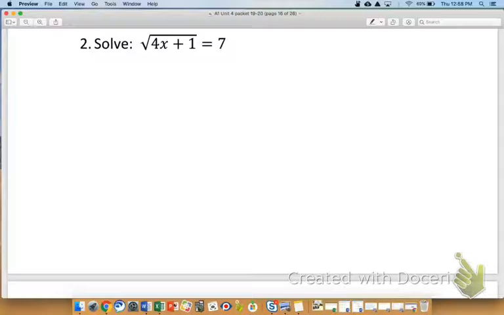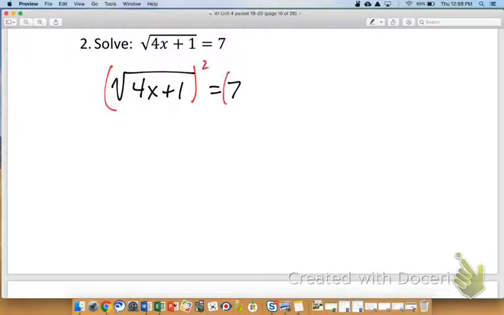So the square root is already over there by itself. So the way that you're going to solve this is you're going to square both sides. And when you square both sides, on the right side you get 49. What happens on the left side between the square root and the squared? That's right, they're going to completely cancel out, leaving you with 4x plus 1.